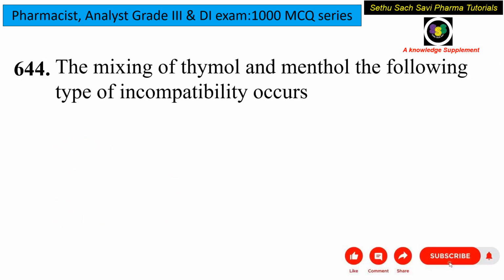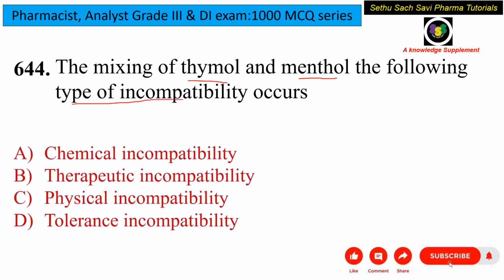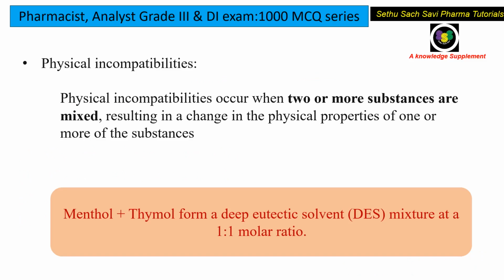On mixing thymol and menthol, the following type of incompatibility occurs. What type of incompatibility is taking place? Is it chemical incompatibility, therapeutic incompatibility, physical incompatibility, or tolerance incompatibility? See, when we mix thymol and menthol, it will form a eutectic mixture. Eutectic means it will start to liquefy. It will change the physical state or the physical properties when mixed in 1:1 molar ratio. So what is physical incompatibility?